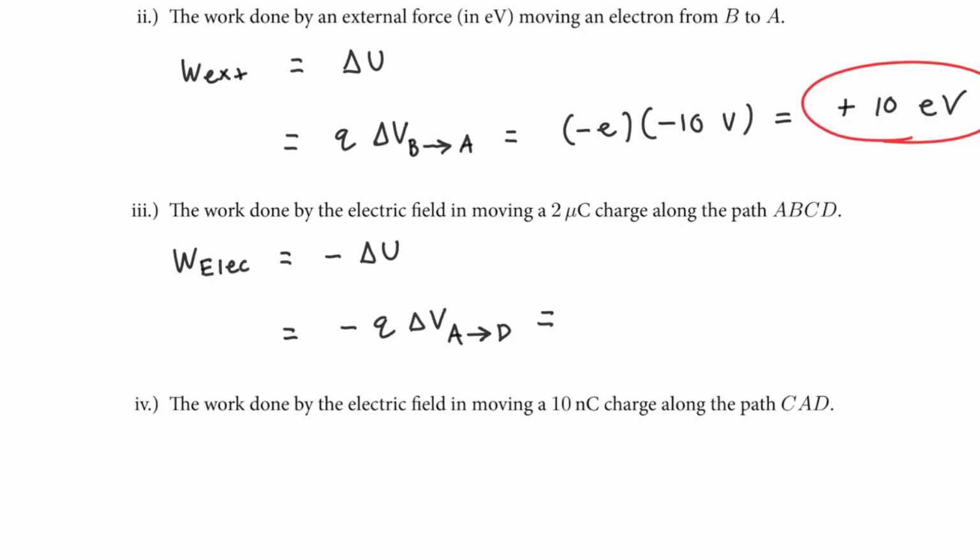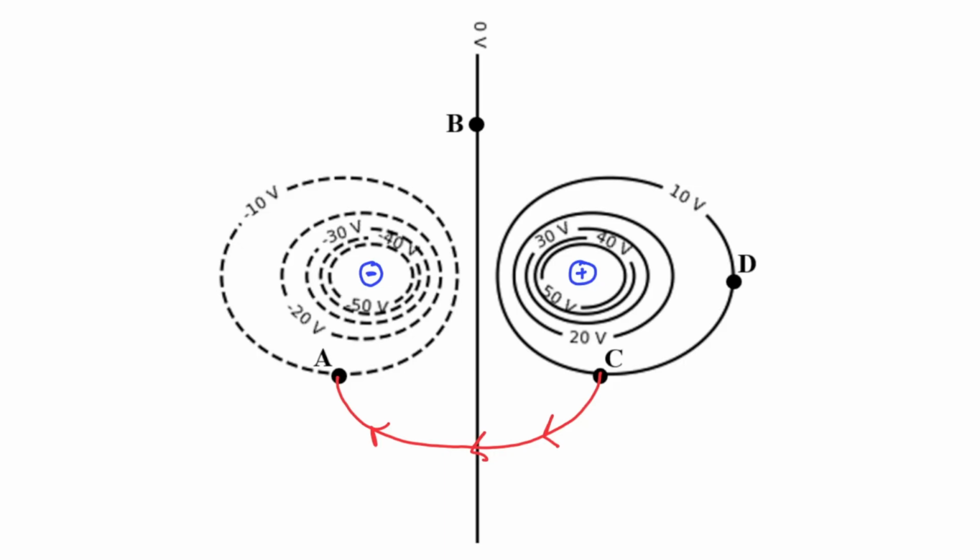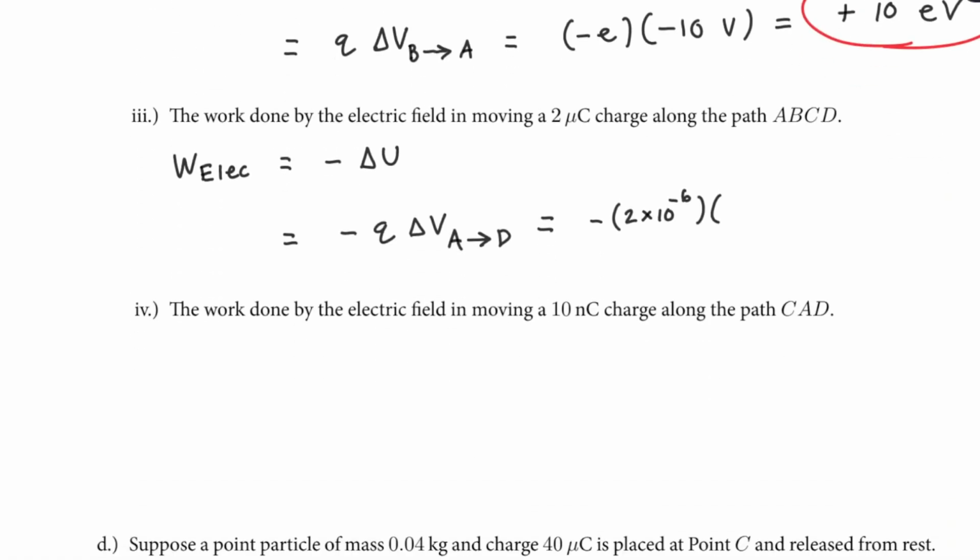So first of all, my charge is 2 microcoulombs, so that's 2 times 10 to the minus 6. And then from A to D, well, A is at negative 10 volts, and D is at positive 10 volts. So that would be plus 20 volts. So the work done by the electric field in this process would be negative 4 times 10 to the minus 5 joules. Or if you're a micro unit enjoyer, we could say this is negative 40 microjoules.